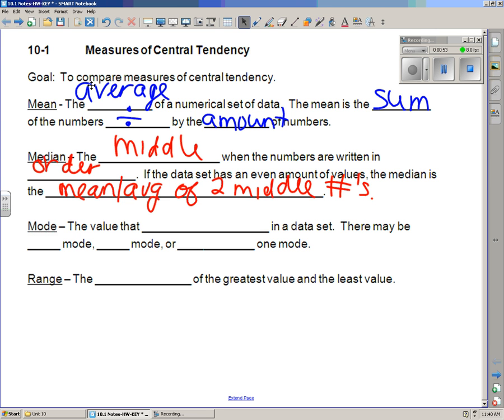The mode is the value that occurs most often in the data set. There may be no mode, no numbers repeat, one mode, one number repeats, or more than one mode.